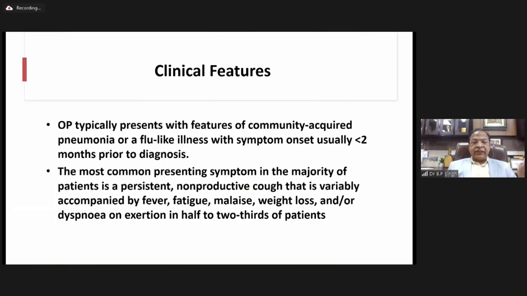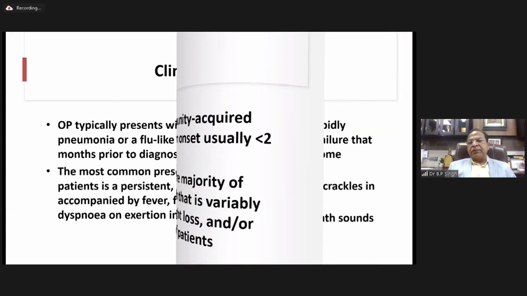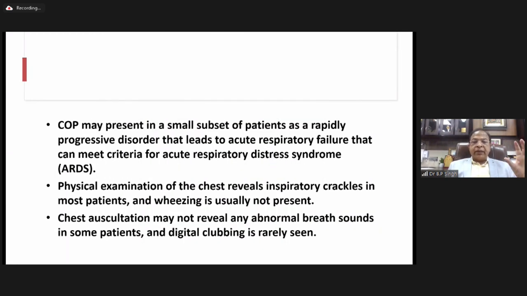In the clinical features of OP, it presents basically like community-acquired pneumonia or a flu-like illness with symptom onset usually less than 2 months prior to diagnosis. The most common presenting symptom in the majority of patients is a persistent non-productive cough that is variably accompanied by fever, fatigue, malaise, weight loss, and/or dyspnea on exertion in half to two-thirds of the patients. So the patient might present like pneumonia.